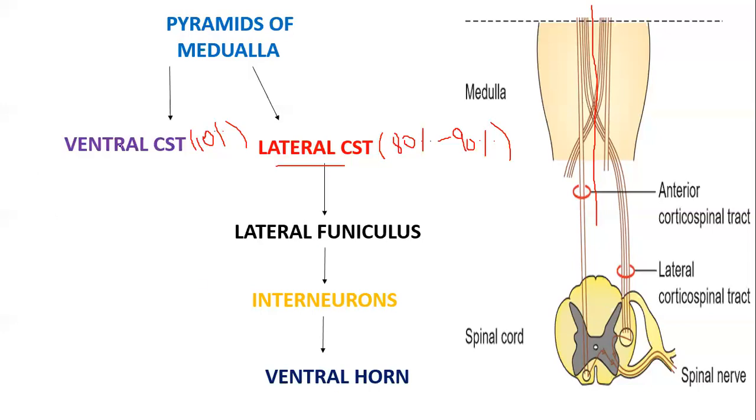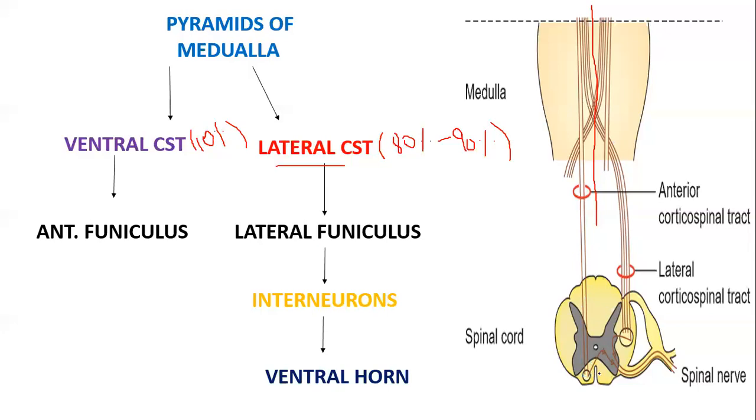If you take the ventral corticospinal tract, what is going to happen to it? Observe this picture. This is your anterior funiculus. This is the lateral funiculus. This is your posterior funiculus. So the tract is related to the anterior funiculus first.